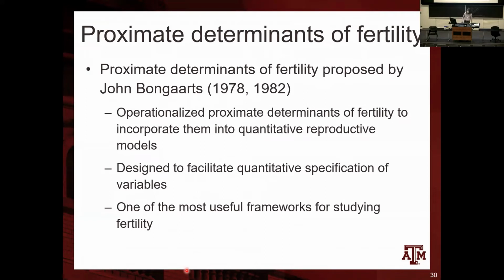Then Bongaarts operationalized the proximate determinants of fertility to incorporate them in a more quantitative approach, one that would be simpler and more parsimonious, so people could apply it to different countries and different years. It was designed to facilitate quantitative specification of variables, and it's one of the most useful frameworks to understand fertility, right?